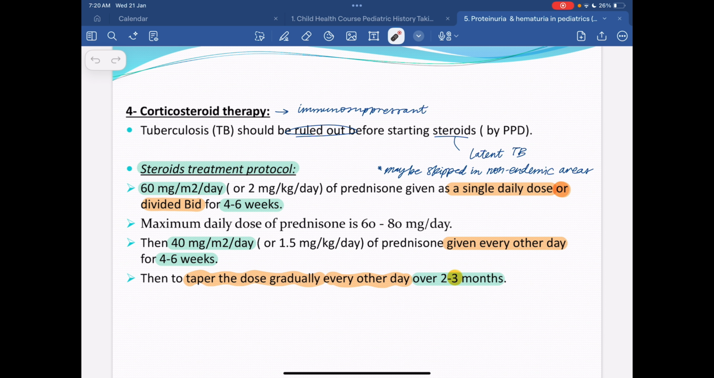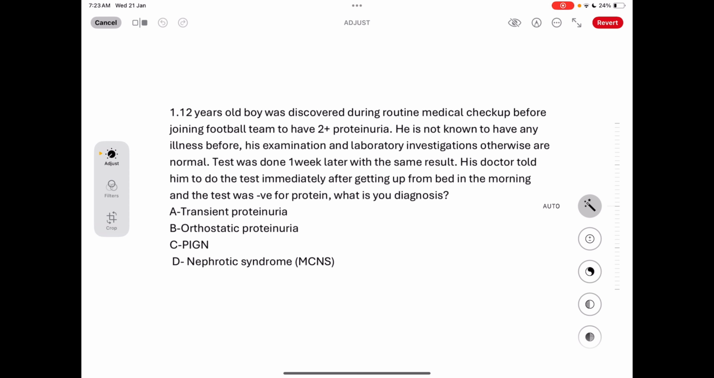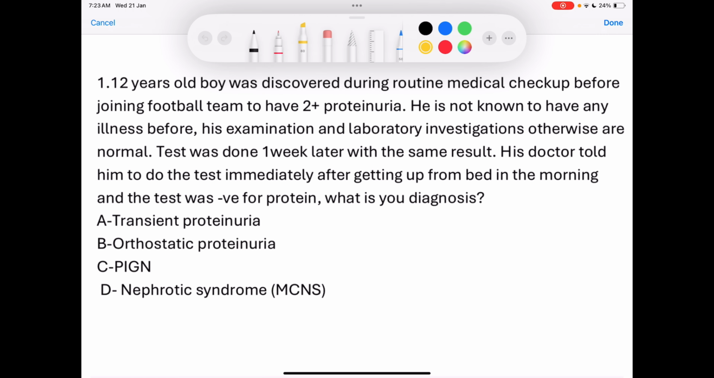خلينا نشوف أسئلة عن الموضوع. Okay, so we have here a 12-year-old boy discovered during a routine medical checkup before joining the football team to have +2 proteinuria. He's not known to have any illness before. His examination and laboratory investigations otherwise are normal. A test was done 1 week later with the same result. His doctor told him to do the test immediately after getting up from bed in the morning, and the test was negative for protein. What would be your diagnosis?